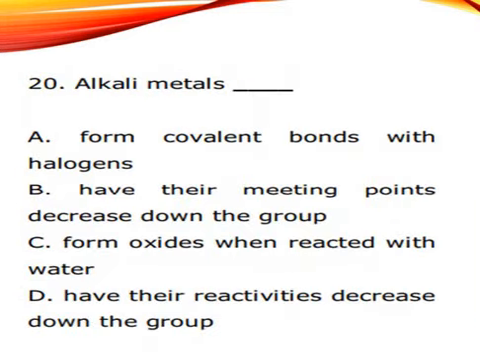Then question 20 says, alkaline metals A, form covalent bonds with halogens, B, have their melting points decrease down the group, C, form oxides when reacted with water, and D, have their reactivities decrease down the group. So one of the characteristics of alkaline metals, that's group 1 elements, is that their melting points decrease down the group. So your answer is B.